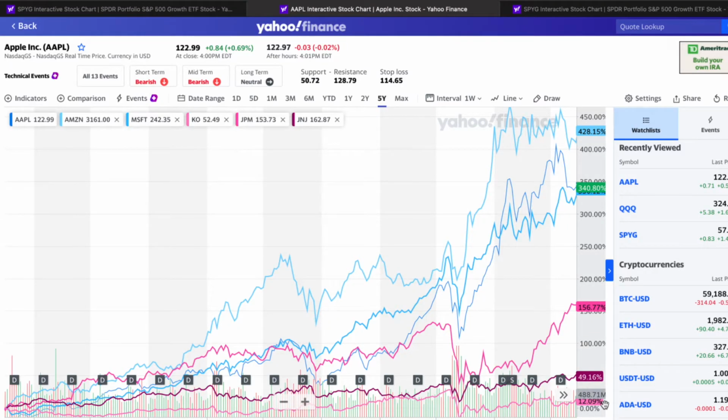We have Apple that went up around 340%. And then we have Microsoft that went up around 336%. As you can see here for the dividend, JP Morgan did the best at 156%. And then we have Johnson & Johnson at 49%. And then a low performance from Coca-Cola at 12.09%. Now, again, in those charts, I'm not showing you all the dividend payments that you would have received in those 5 years. But I just want to show you guys that growth completely outperformed all of those dividend companies.